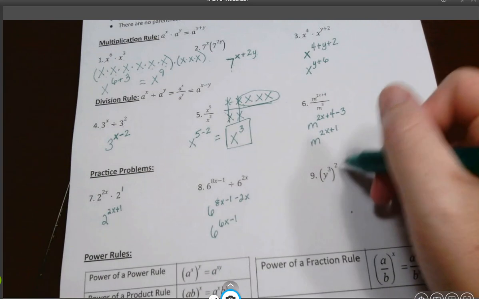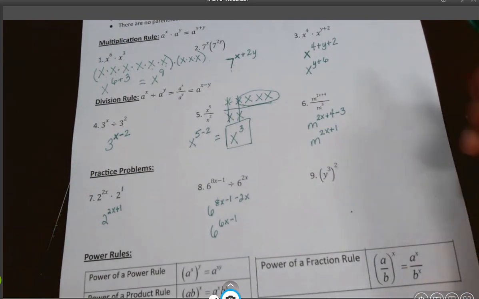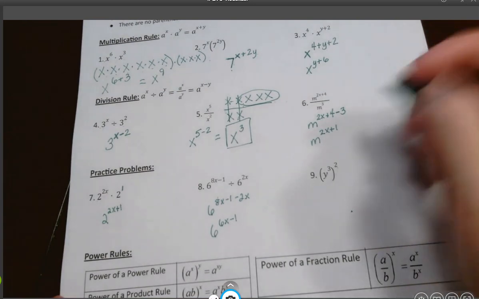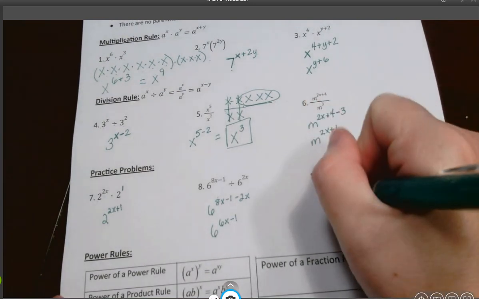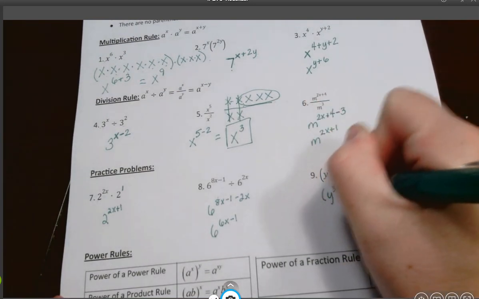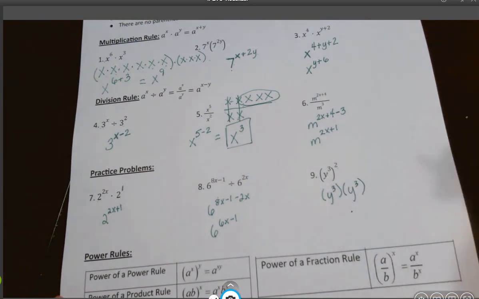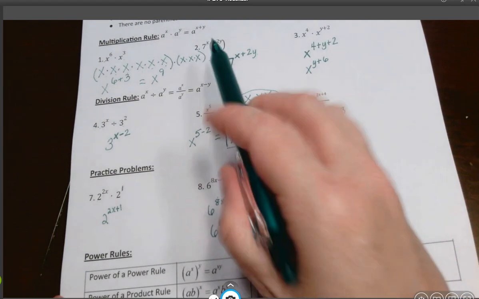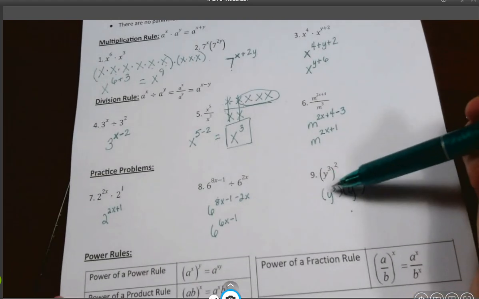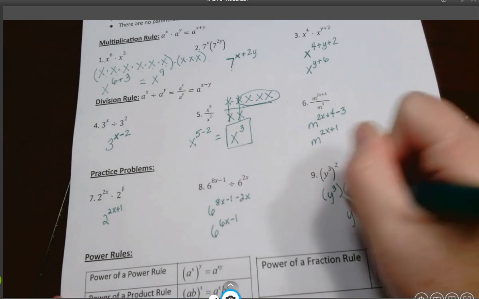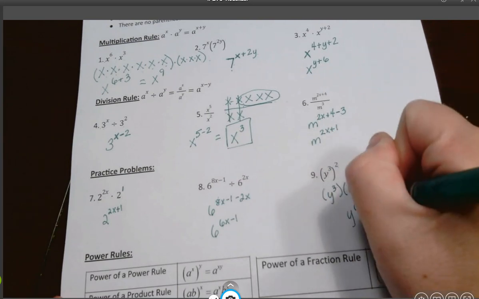All right, and I don't have an exponent rule yet, so what I'm going to do is make this a multiplication problem. When I square something, it means to multiply it by itself, so I'm going to do y to the 3 times y to the 3. Now I can apply my multiplication rule that says I'm going to add my exponents, so I get y to the 3 plus 3, which is y to the 6.